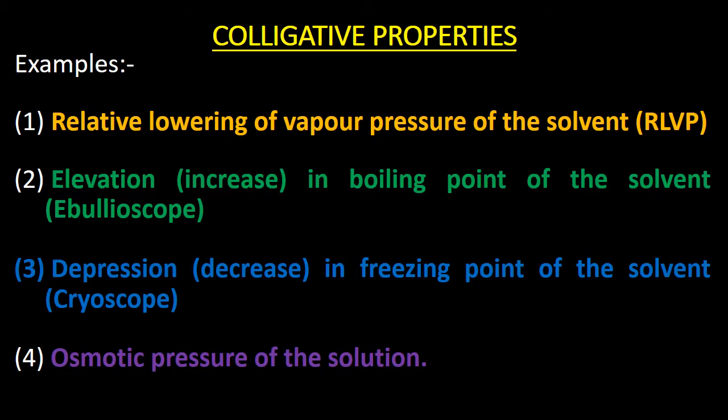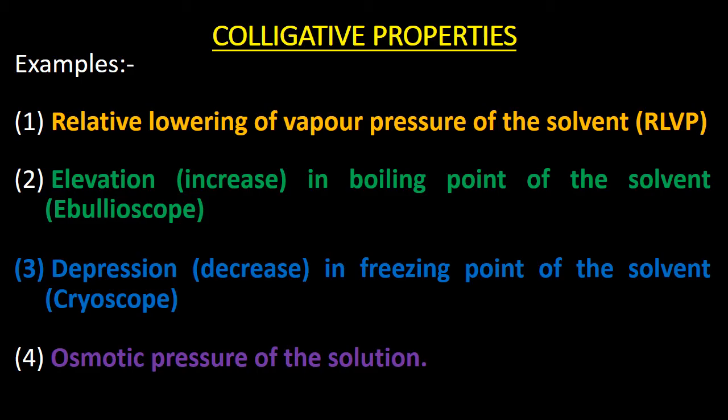There are mainly four types of colligative properties. First one is relative lowering of vapor pressure of the solvent, that is RLVP. There will be lowering of vapor pressure of the solvent when you add non-volatile solute to the solvent.